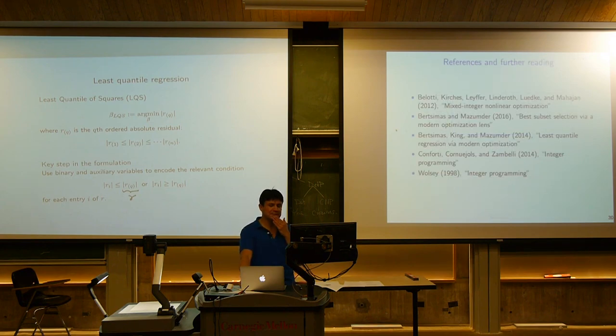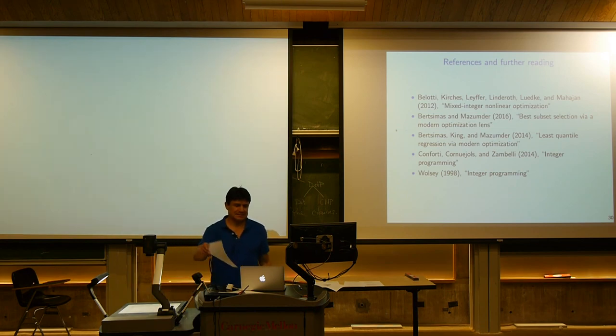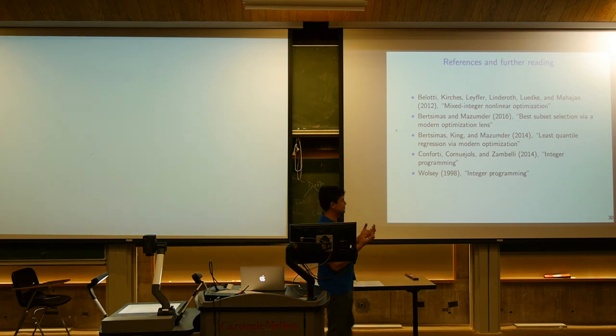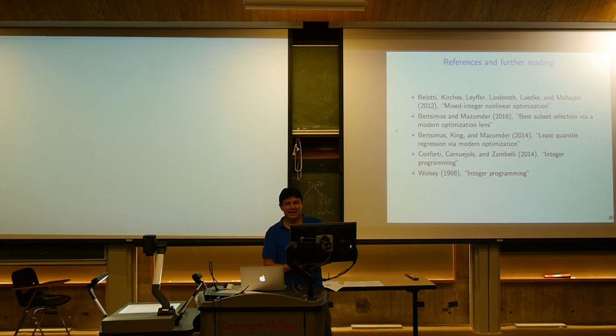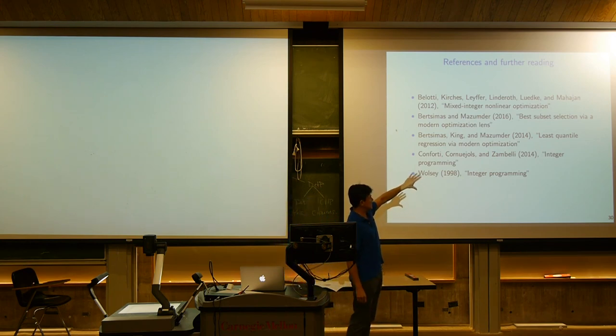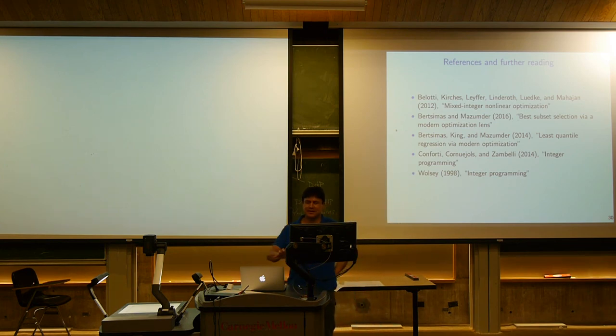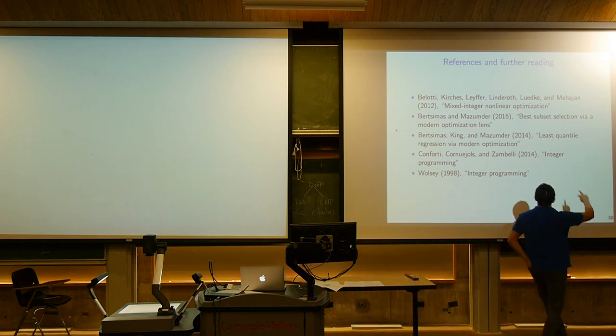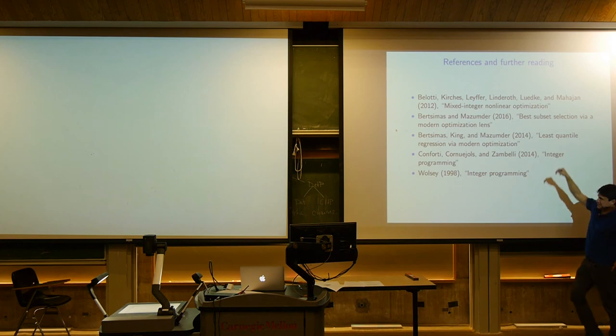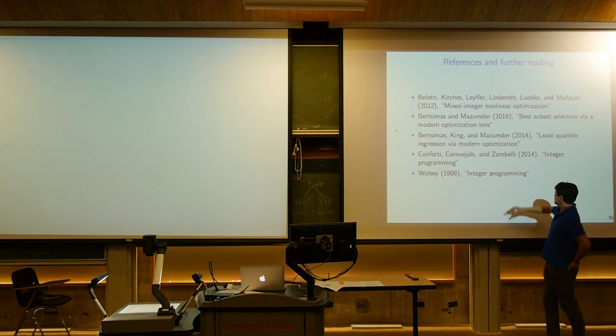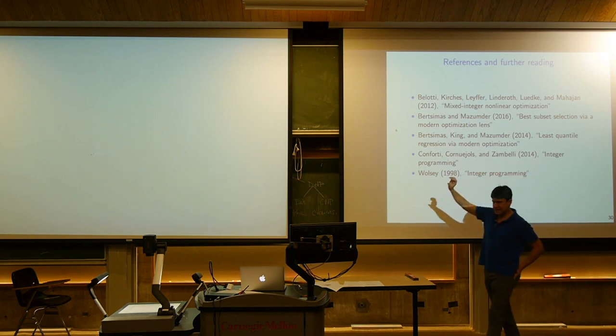So let me conclude with a few references. This is only two meetings on a subject that you could fill an entire course with, mixed integer programming. These are some of the sources that I used for the last two lectures. The first survey is a very nice survey on mixed integer nonlinear optimization. I think the nonlinear part is especially interesting for this audience. I recommend that. If you do a Google search, you can easily find it. The two papers that describe the last two examples appeared in the Annals of Statistics.